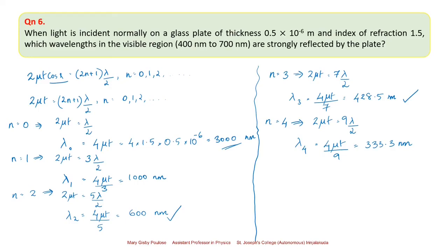So we stop here and we have identified the wavelengths which are reflected from the glass plate. They are lambda 2 and lambda 3. That is, lambda 2 is equal to 600 nanometers and lambda 3 is equal to 428.5 nanometers are reflected from the glass plate. Now lambda 2 is around the red light and lambda 3 is around the blue-green light.